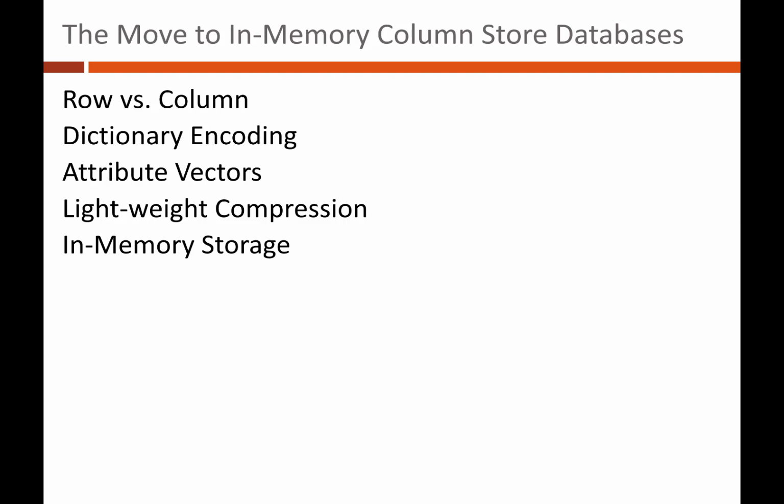But what we're going to talk about is, first of all, what do I mean when I say a column store database? So we're going to talk about row versus column. We're going to talk about a key characteristic of in-memory column store databases, and that is the idea of dictionary encoding. We're going to talk about something called attribute vectors. We will talk a little bit about compression and do some examples of that. And we will talk about some of the mechanics of in-memory storage.